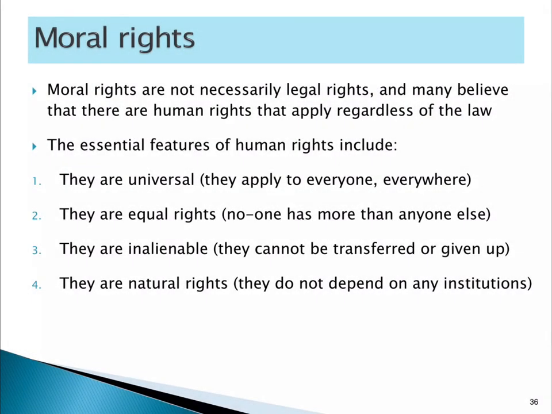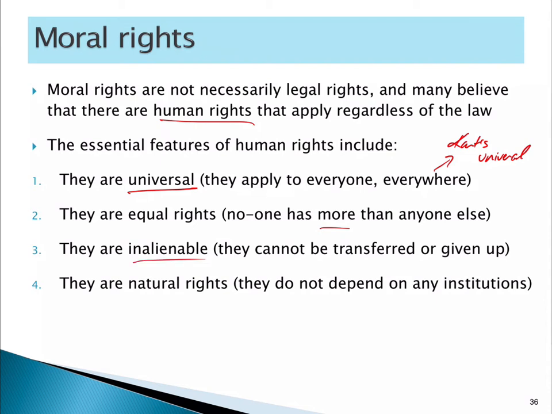Many people believe that there are human rights that everyone has regardless of what the law says. How do we tell if someone has a human right? Well, a human right is something that should be universal. That is, it applies to everyone everywhere. That's very similar to Kant's universal approach to judging whether something was moral or not. The second is that they're equal, so no one should have more than anyone else. We all have access to, say, a certain level of education, etc. That's our right, and it's equal among everyone.